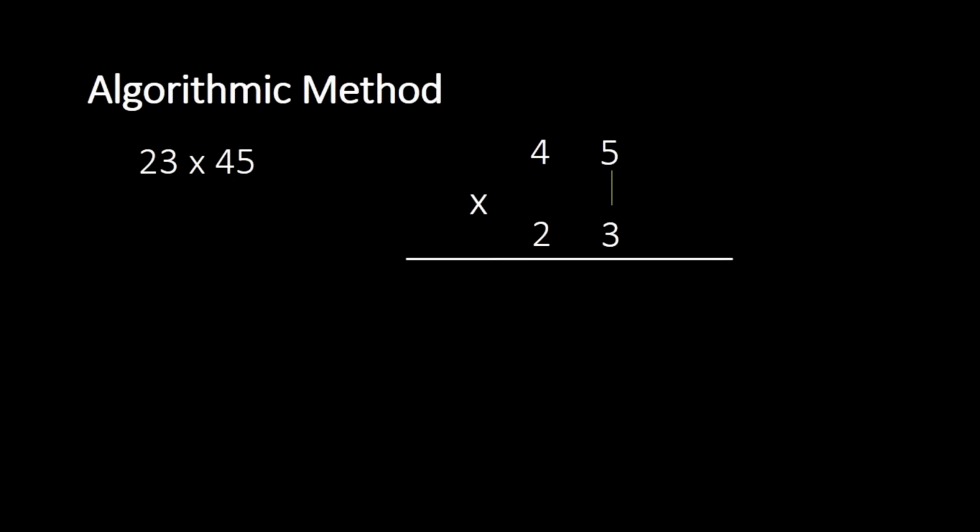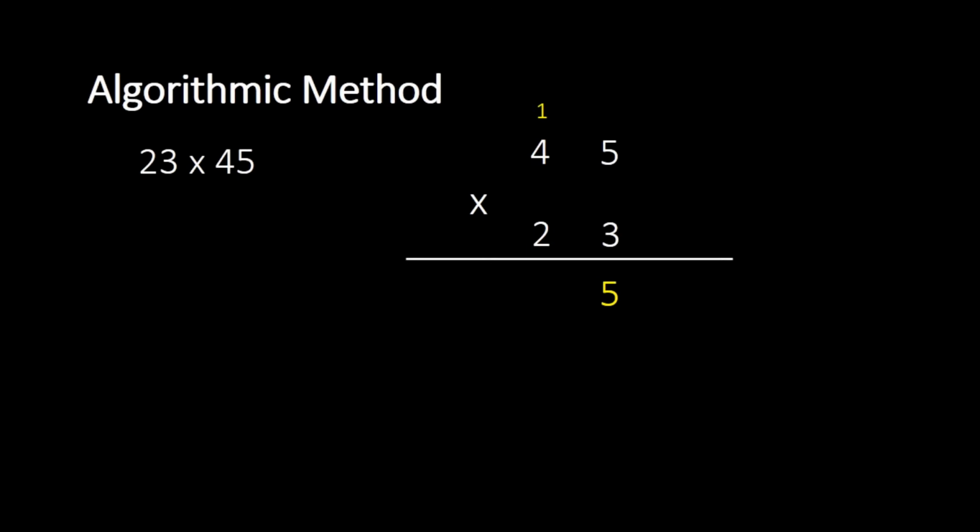Okay, so the first method is the algorithmic method. This is the method that you are probably most familiar with. So we'll take a look at an example, 23 times 45. We'll just write them down in columns, each number aligned to the other. So first we'll have to multiply 3 times 5, which will give us 15. Since we're just in the units digit, we're going to have to write down 5 and carry over 1.